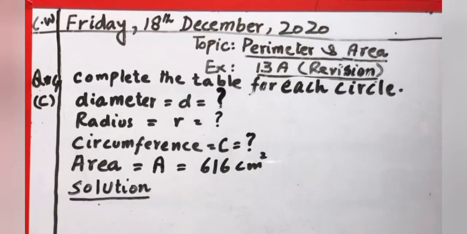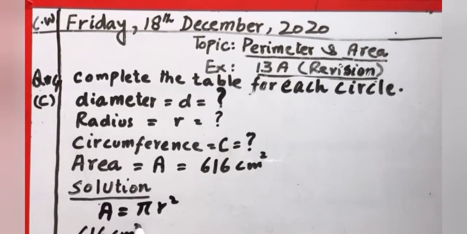So in the solution we will find the radius first. As we know that the area of a circle is equal to pi r square. So by putting the values in this formula, we can find the r easily. So the area of a circle, which is given, is 616 centimeter square.